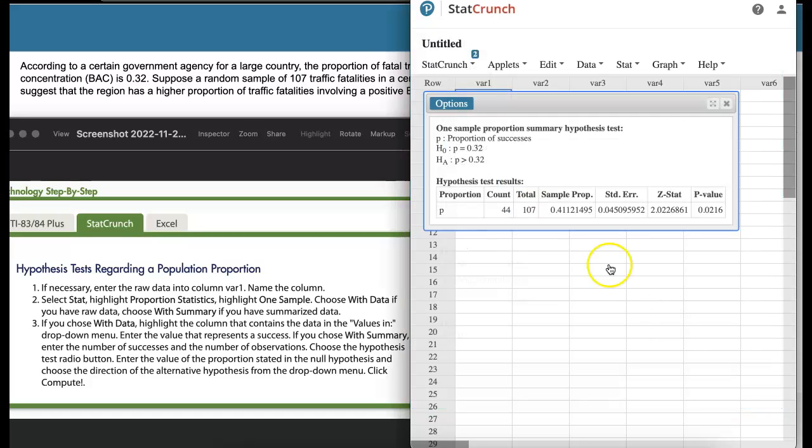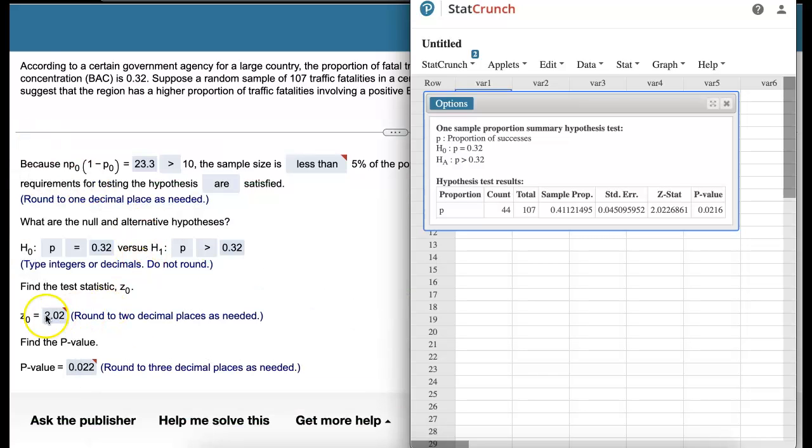So let's see what we get here. We do have a z-stat, 2.02. So let me minimize some things here on my screen so we can see that, 2.02. And a p-value of 0.022 when we round to 3 decimal places.